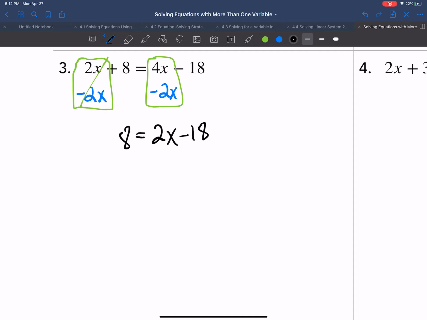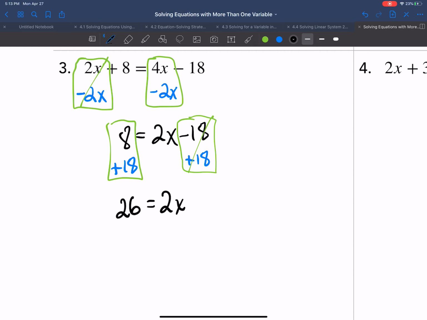Now I'm going to get rid of the 2 and the negative 18 by doing the opposite operation. So the opposite of subtracting 18 is to add 18. That becomes 0. That's why we did it. 8 plus 18 is going to be 26, equals 2x. Now, to get rid of the 2, because it's multiplying, we're going to do the opposite, which is divide by 2. Cancels out. So I have x is equal to 13.